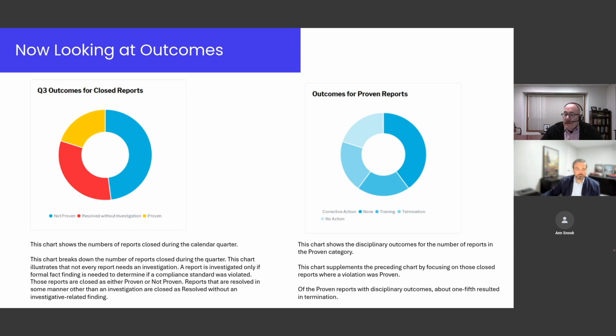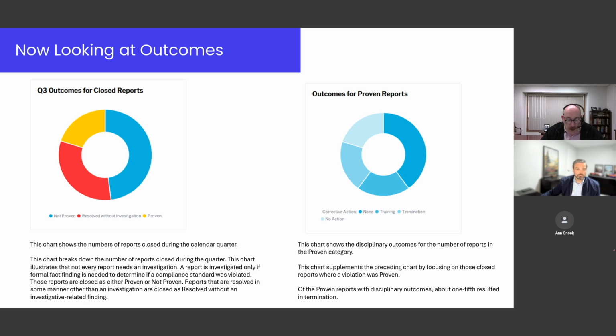Just a quick pro tip: do not promise that you will investigate everything. Your obligation to the organization is that you will resolve every report, meaning you won't ignore it, you won't throw it down the memory hole. Not every report needs to be investigated, but every report needs to be resolved.